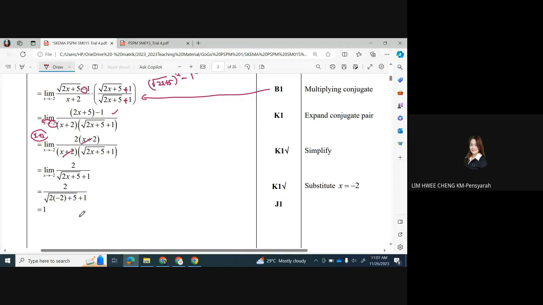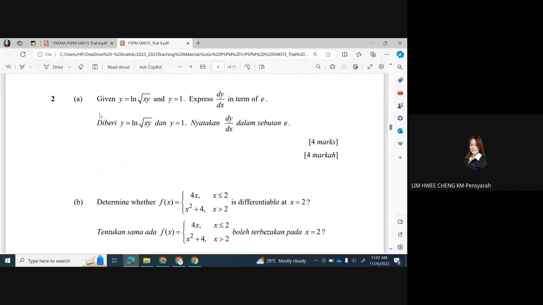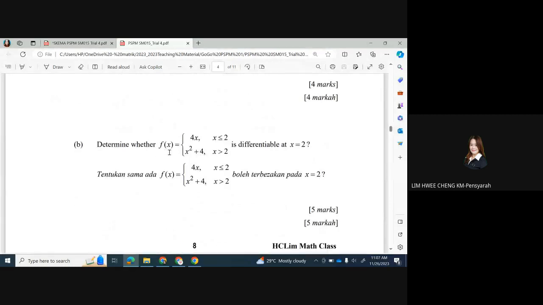Okay, so we proceed to the second question. The second question is that I'm going to give you a function with ln and y equal to 1, express dy/dx in terms of e. Okay, the next part is to determine whether the function is differentiable. Boleh tak dia differentiate? So if you still remember, kalau kita nak buat differentiable, okay, please take note. Your f prime of a, okay, maksudnya f(x) is differentiable at the point x equal to a.